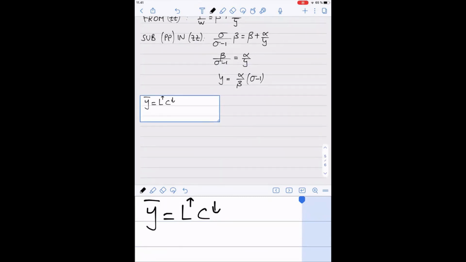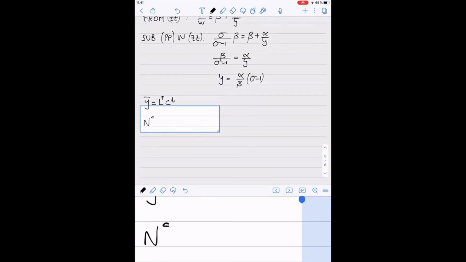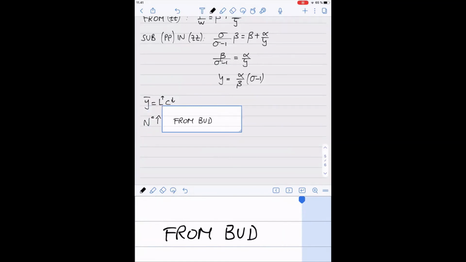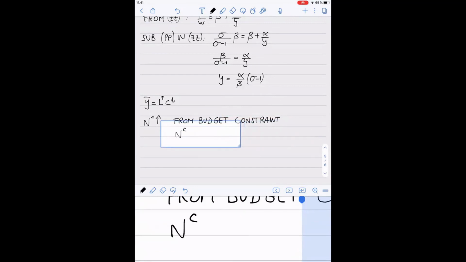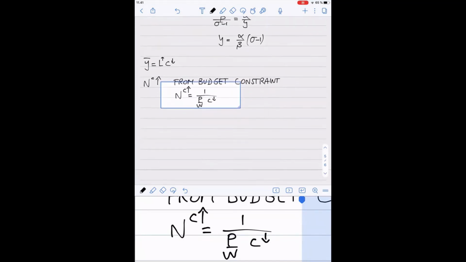So what about N? Well, NC increases. I guess that makes sense. Again, from the budget constraint, recall that NC equals 1 over P over W times C. You know, C declines, P over W is constant, so the number of varieties available for consumption increases, just like in the previous model.